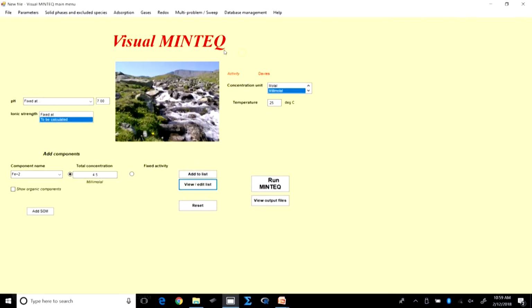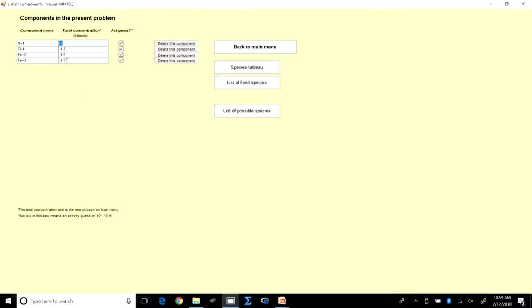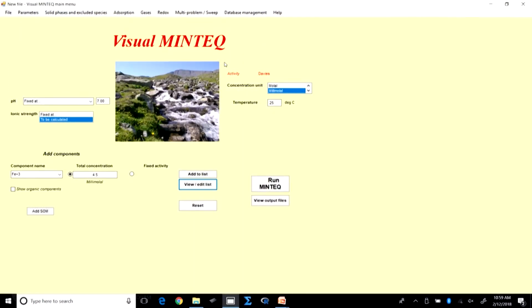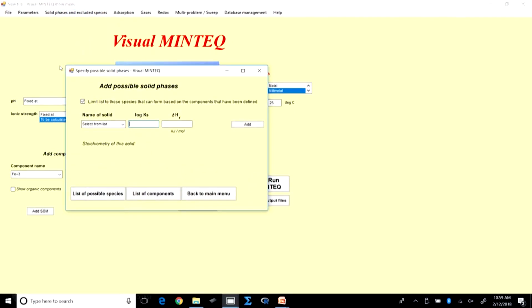Now let us say Fe3+ is considered, add to the list, and I am going to delete Fe2+ now. Again, what are we trying to do? We are trying to demonstrate the different possible solid phases. For Fe3+, we have different types of solids present, ferrihydrite and so on, with amorphous and crystalline forms, right.